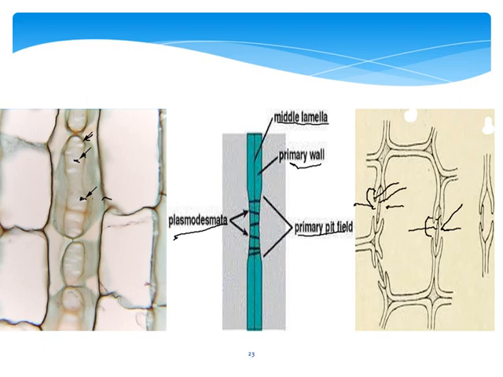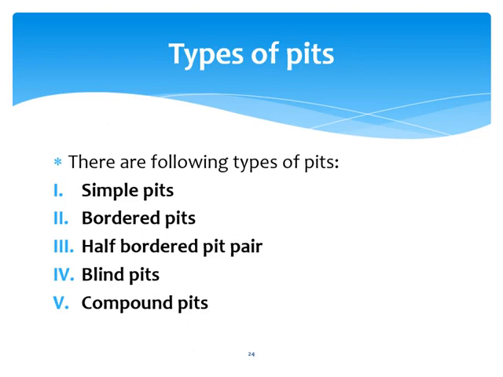And this hole is called the pit chamber, or it is also referred to as the pit cavity. So here we have different types of pits. We have simple pits, border pits, half border pit pairs, and then we have blind pits and compound pits. We will discuss them later in this lecture one by one.